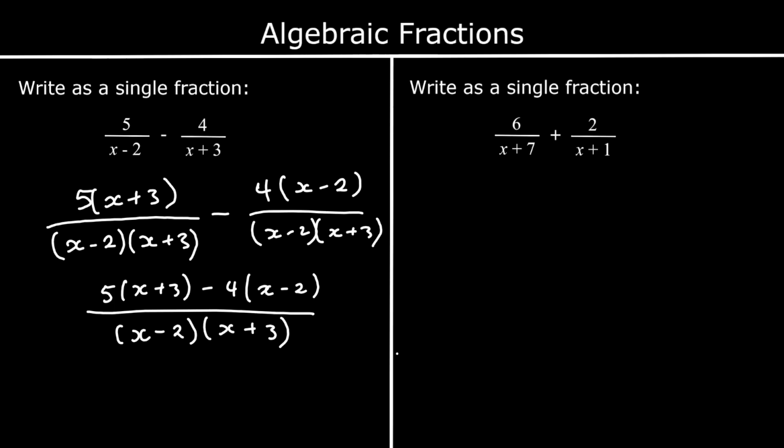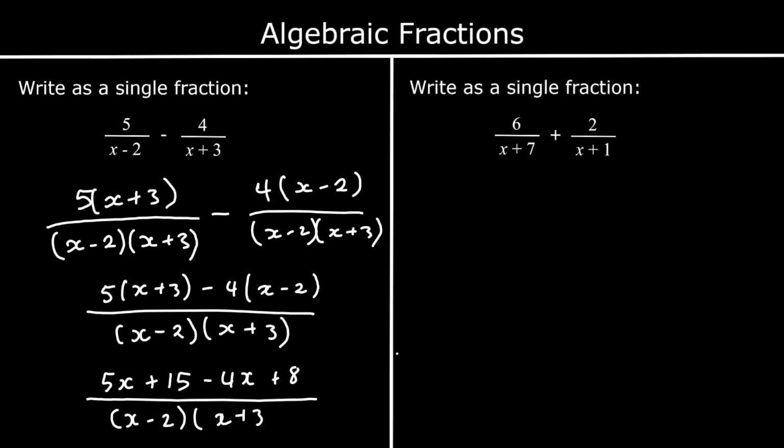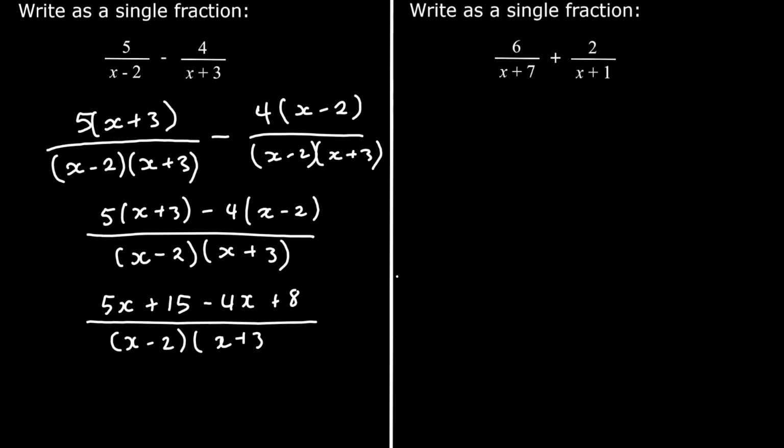Just going to simplify my numerator. So 5x plus 15 minus 4x plus 8. The denominator is still the same. So we have 5x take away 4x, that's just an x. 15 and 8 make 23, so x plus 23 over x minus 2 times x plus 3.